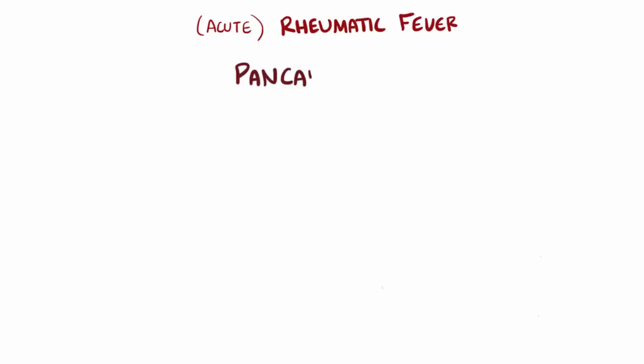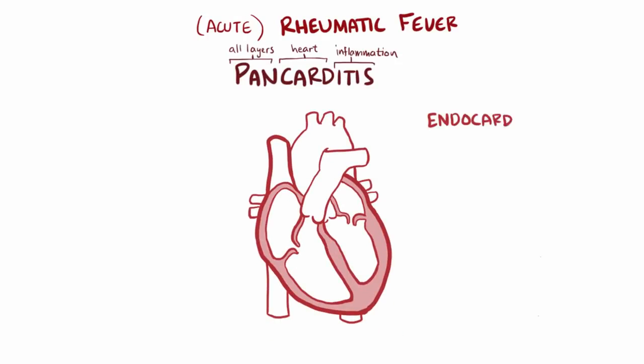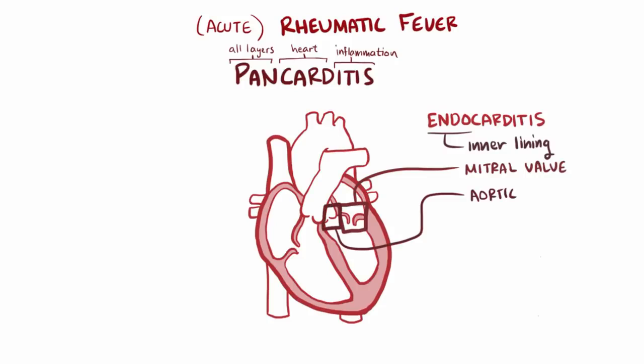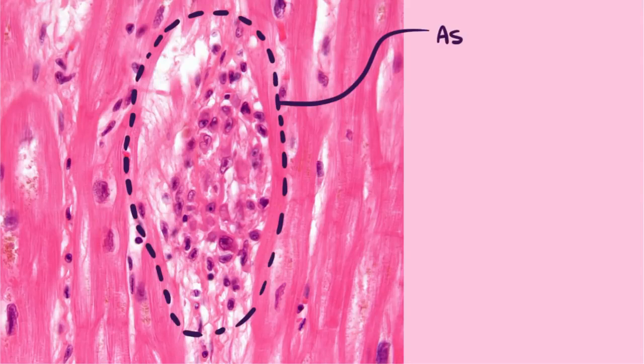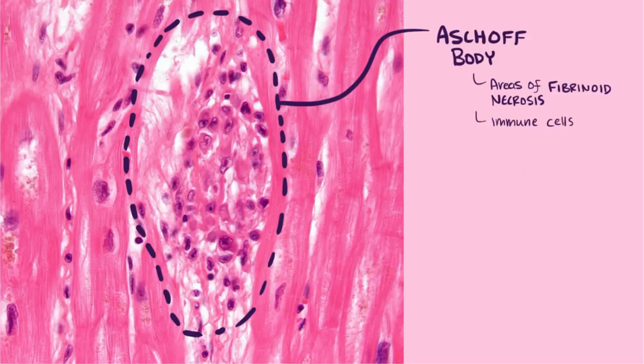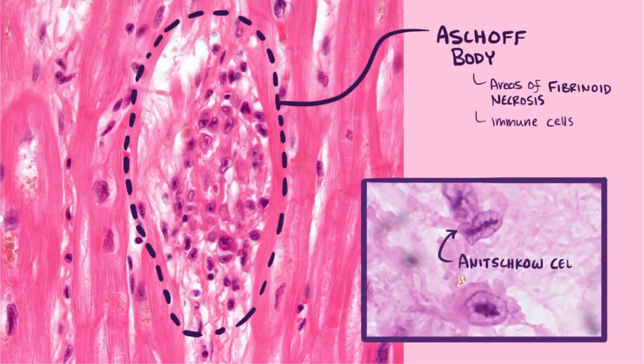Secondly, some patients have pancarditis, or inflammation of all three layers of the heart tissue. The first, or endocarditis, is inflammation of the inner lining, which includes the valves. The mitral valve is most commonly affected, although the aortic valve might also be affected. The next is myocarditis, inflammation of the myocardium, or heart muscle. Inflamed areas in the myocardial tissue are called Aschoff bodies, which are areas of fibrinoid necrosis with immune cells like T cells and these characteristic Anichkow cells, enlarged macrophages which have characteristic caterpillar-looking nuclei.